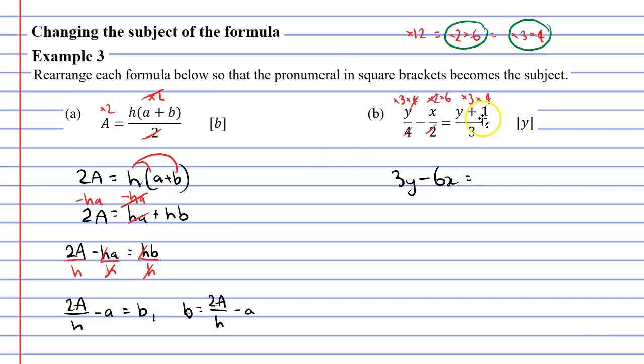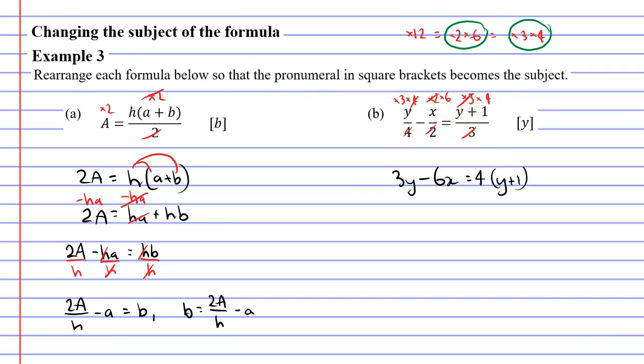And now looking at my final fraction, the 3's are going to cancel, and I'm left with 4 multiplied by y plus 1. Now, y plus 1 needs to be put in brackets before we multiply it by 4. And the reason for that is we're multiplying the whole expression, y plus 1, by 4.